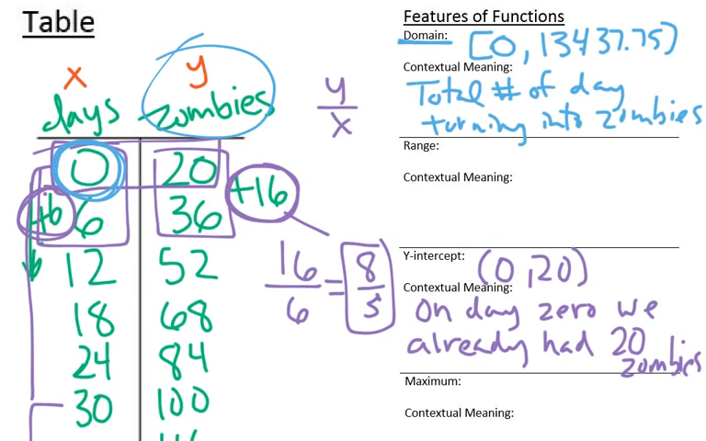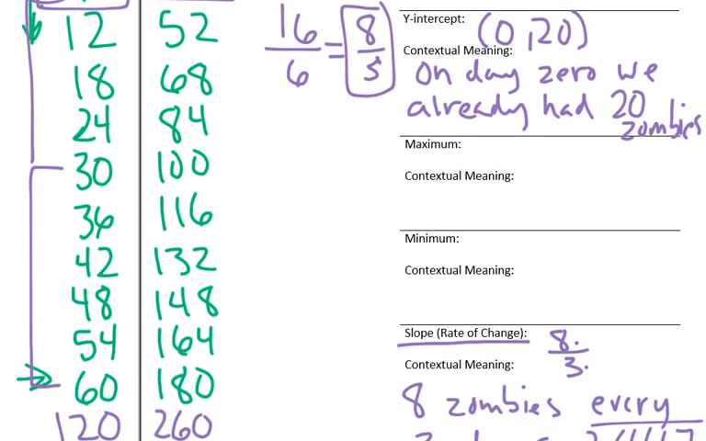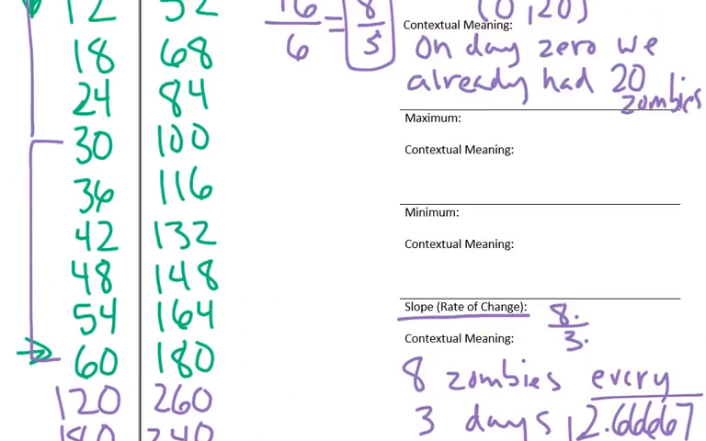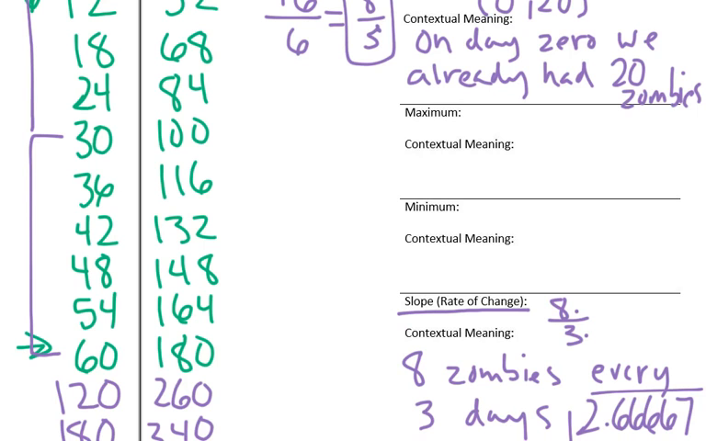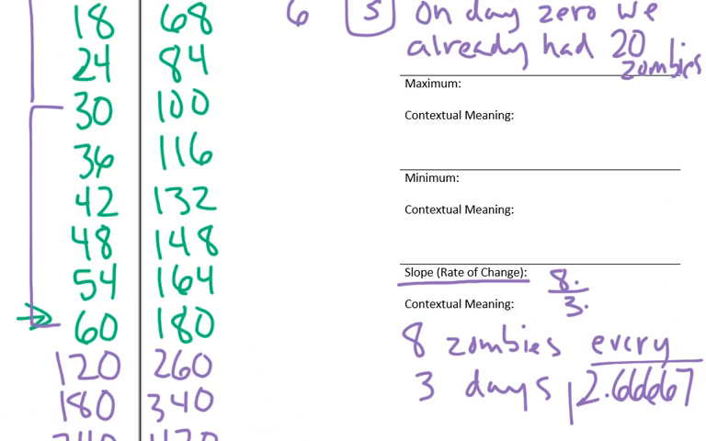Now my range, that's the y values, right? Once again, this is the y value where I start, so that makes sense that it would start there. According to my story, a range could be bigger or less than that, but according to my story, that's where we are. And then that would be where we stop, 35,854. Okay, in that context is, you know, number of zombies. We go from 20 to 35,854. Okay, maximum. What would my maximum be? Well, that point where we stop would be the maximum.